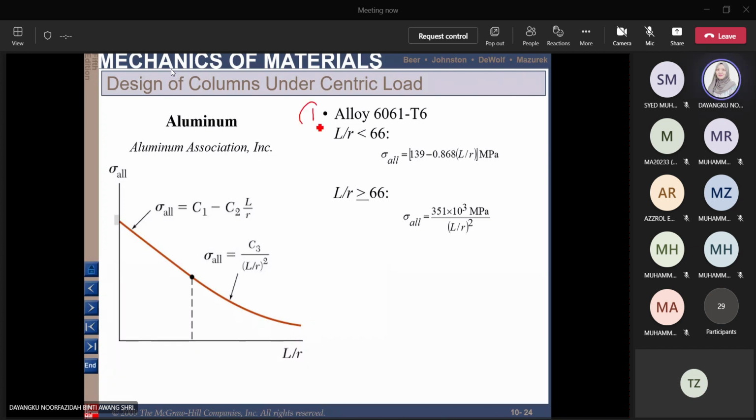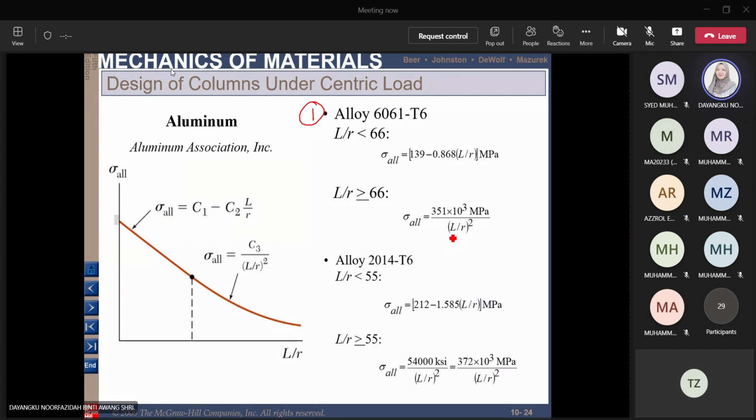So one is 6061 and the other one is 2014. So you need to make sure, if you look into the previous final exam, it's specified which aluminium you need to use, so that you can use the right formula. It will be different.